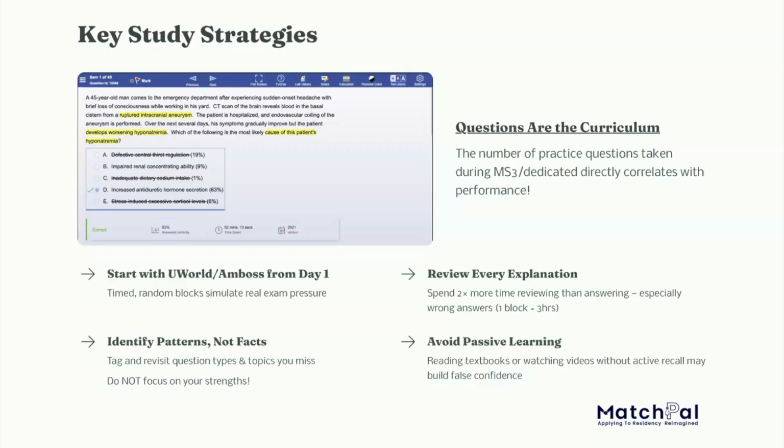The more questions you see, the more times you see that information manipulated and spun at you in different angles, the more you're going to recognize the patterns that actually come up, and the more you're going to be able to see the new pattern on test day and say, oh, I've seen some version of this. I know exactly where this is going.